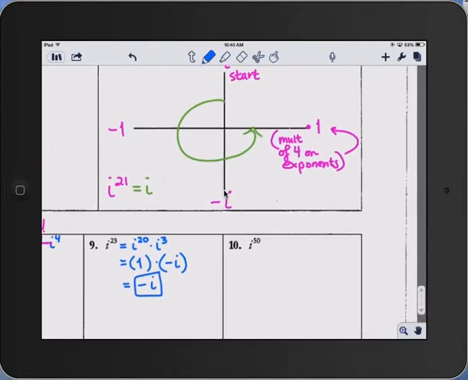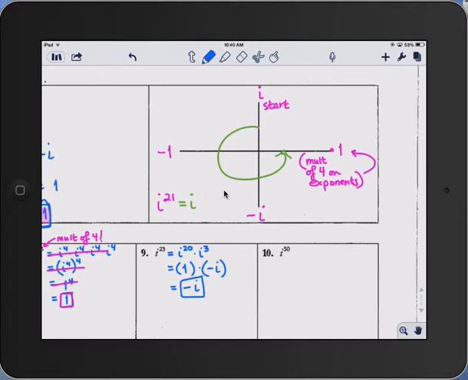Now again, we can count it off up here and say i to the 1st, 2nd, 3rd, 4th, 5th, 6th, 7th, 8th, 9, 10, 11, 12, 13, 14, 15, 16, 17, 18, 19, 20, 21, 22, 23 would end up down here. So i to the 23rd would be down at the bottom. Okay, so i to the 23rd is negative i.